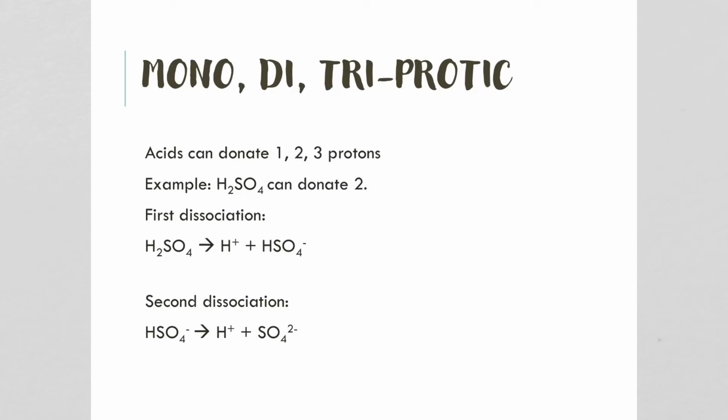Acids can also be monoprotic, diprotic, or triprotic, depending on how many protons they can give up. So for example, H2SO4 is diprotic. It can donate 2 hydrogens. In the first dissociation, sulfuric acid will donate 1 hydrogen ion and become HSO4-. And then in the second one, it'll give up its second to become the sulfate ion.